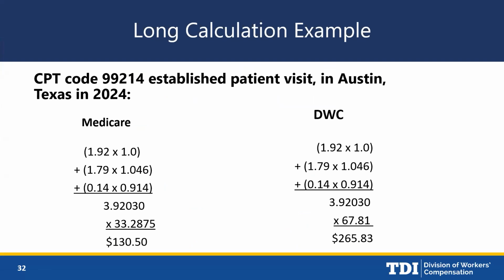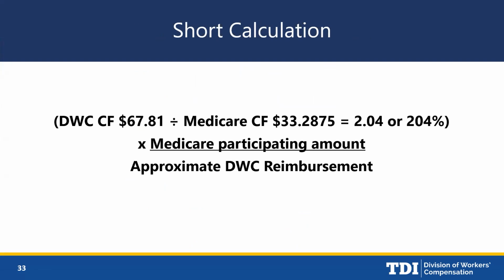It's good pay for workers' comp in Texas. Now, if you're not interested in doing the long calculation, here's the shortcut. We have two conversion factors, one for surgery, one for professional services in the office. That $67.81 is for the one in the office. So you would take ours divided by theirs, and that equals your percentage.